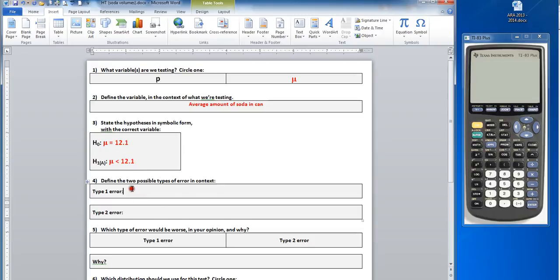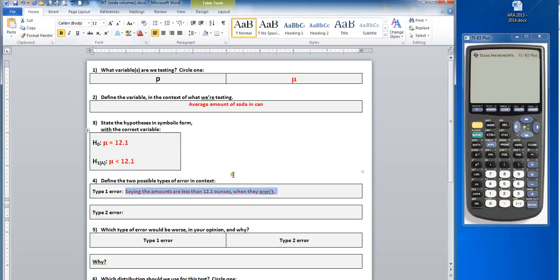So let's see. Type 1 error is going to be saying the amounts are less than 12.1 when they aren't. Volume, amount, it's all the same. There's your type 1, false positive. Your false negative is going to be saying the amounts are not less than 12.1 when they are. So there's a false negative.